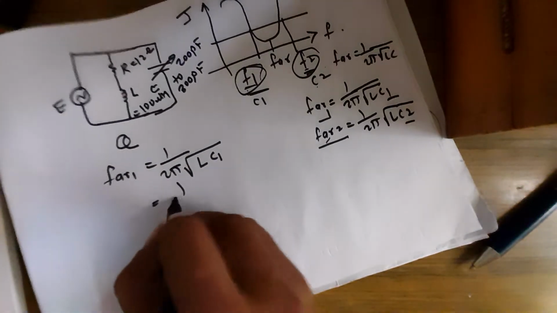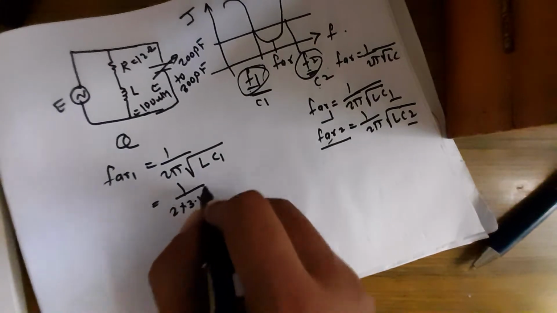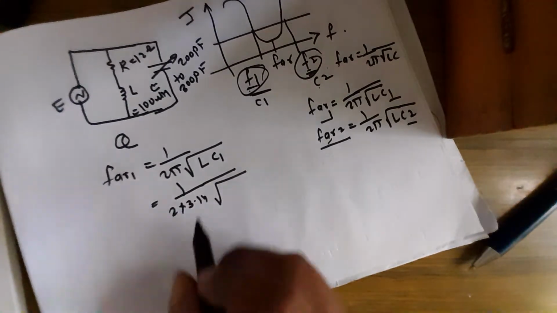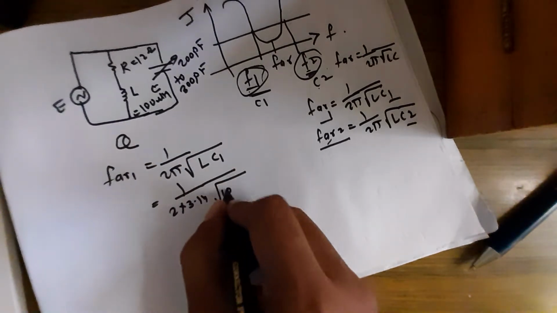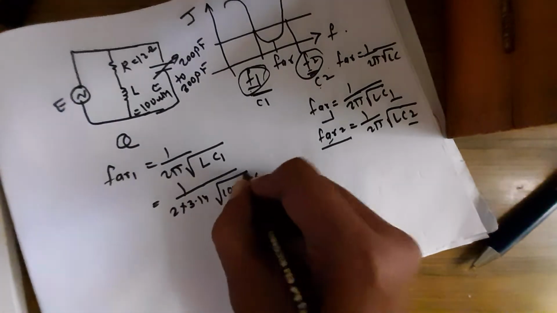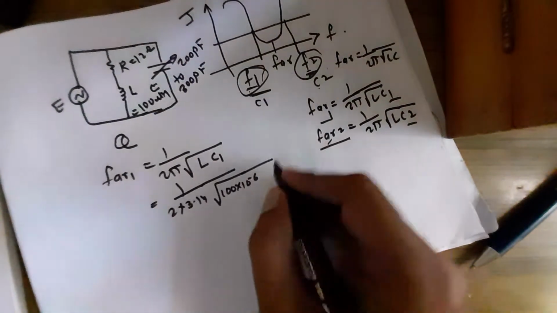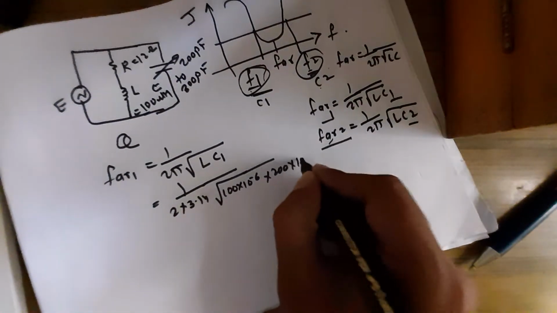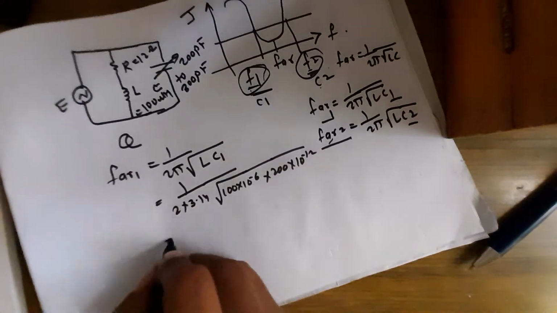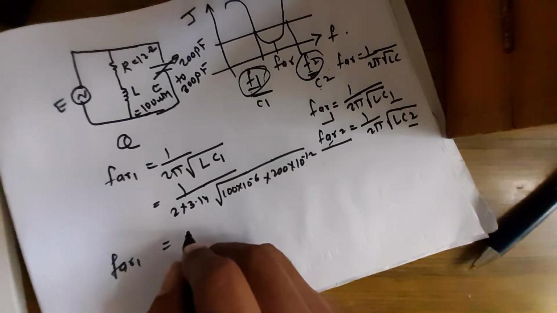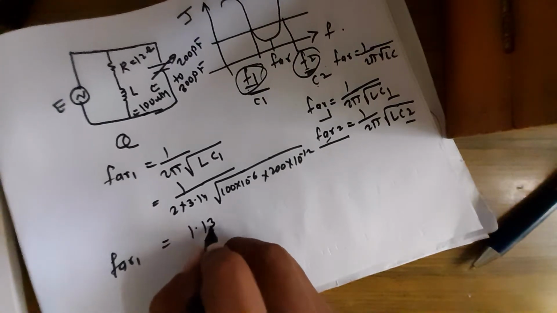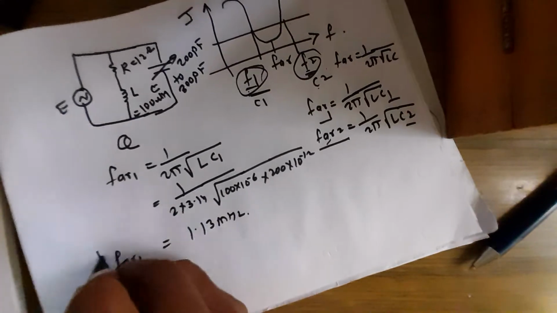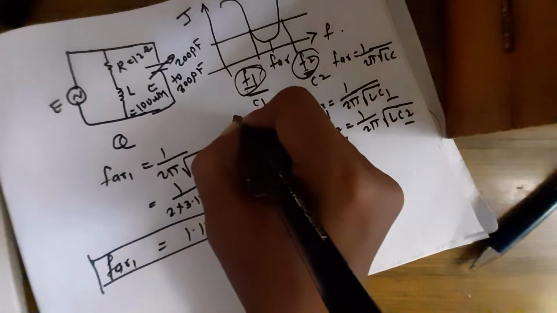Okay, FAR1 equals 1 upon 2 into 3.14 into under root of L value, just check it. L value is 100 micro, so 100 into 10 raised to minus 6 into C1 into 200 into 10 raised to minus 12. So FAR1 is equal to 1.13 megahertz. This is the first one. So here you will write down 1.13 megahertz.